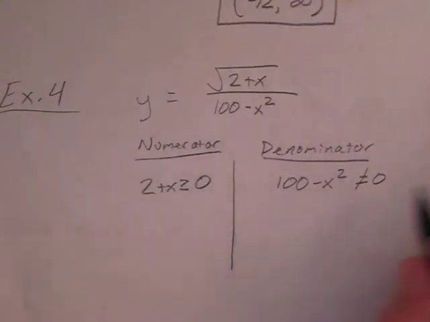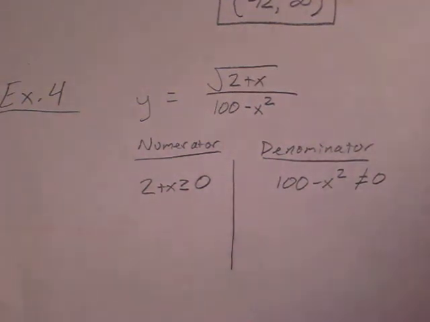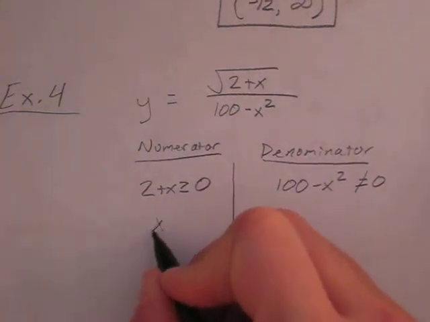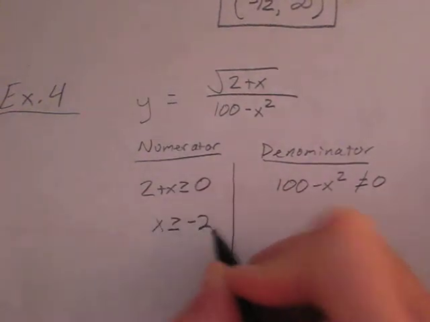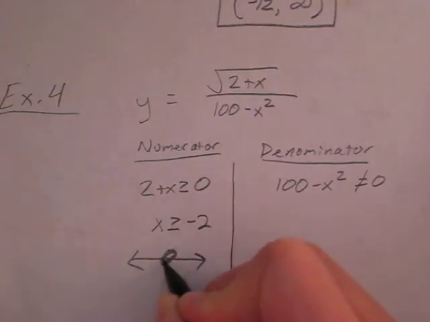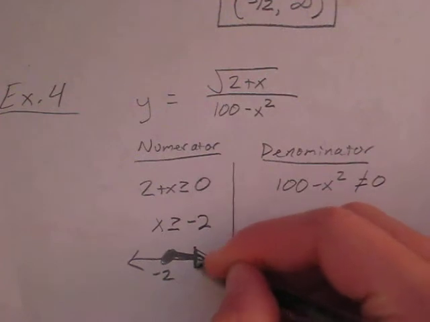Now we have to find where both are true. So we have to find where this solution set intersects with this one, and that will be our final answer. So I say x is greater than or equal to -2. So it's not a long problem, it just has a few different parts. Here's -2, I shade this way. Okay, and it's all the values to the right of -2.